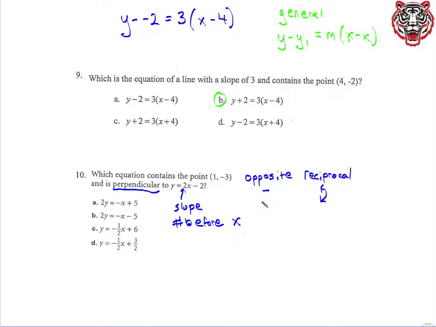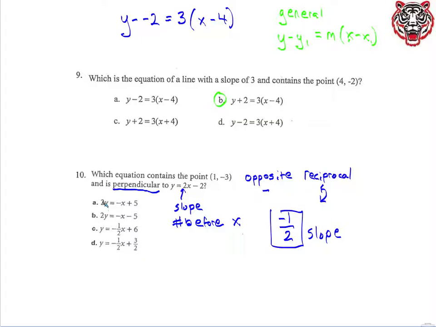So what is our slope? It used to be 2. Now it is negative 1 over 2. So that's the correct slope that we're looking for. You'll find that each of these has the correct slope.